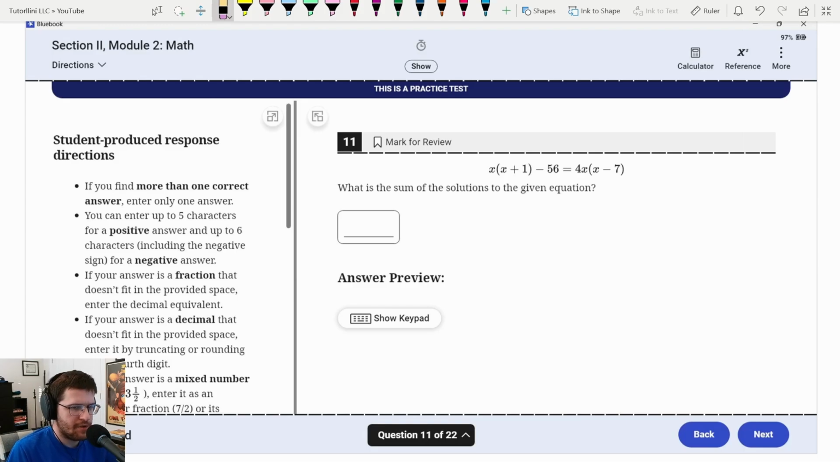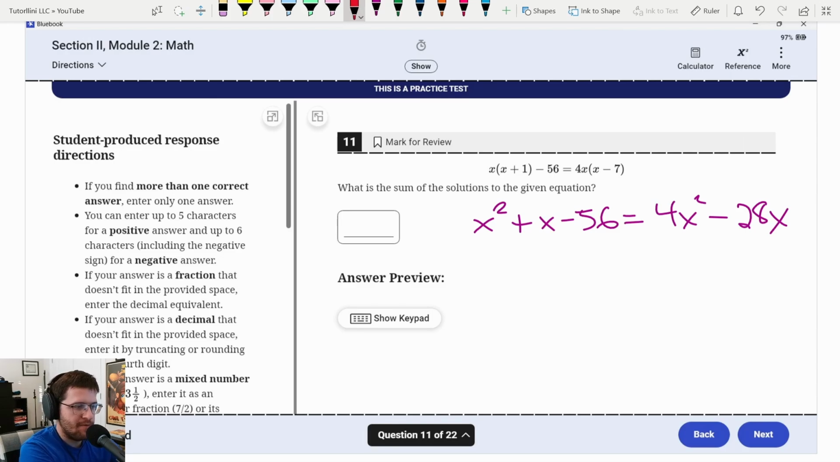Okay, question 11. I'm pretty sure this is a quadratic equation. So I'm just gonna distribute everything. So x times x plus 1, that is x squared plus x minus 56 equals, and the right side is 4x squared minus 4 times -7, -28, so minus 28x. And now I'm just gonna get all this to one side. I kind of like making the x squared positive, so why don't I move this stuff over here? Whatever you want to do, it'll come out the same. So it'll give you the same answer.